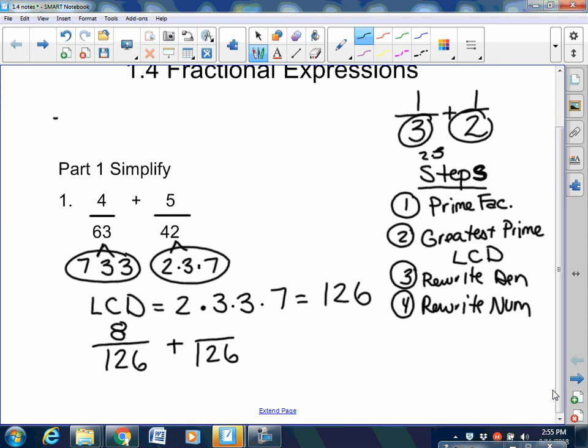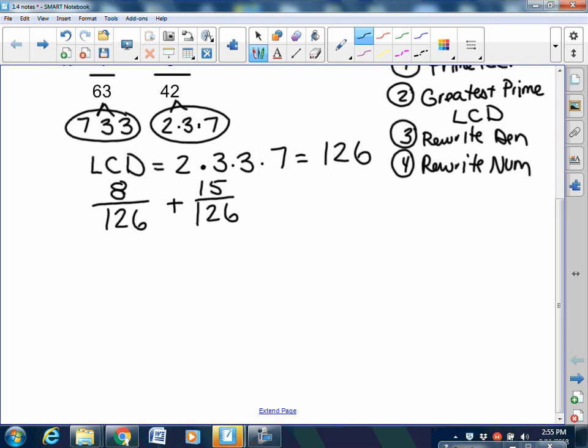So if you multiply 42 times 3 to get to 126, don't you also have to multiply 5 by 3, which gives us 15? And now can you add them together now that they have a common denominator? 8 126 plus 15 126s, 23 126s, right? Final answer. Try to average about 5 minutes. Play 5 6 minutes. I think that's it on that one, right?